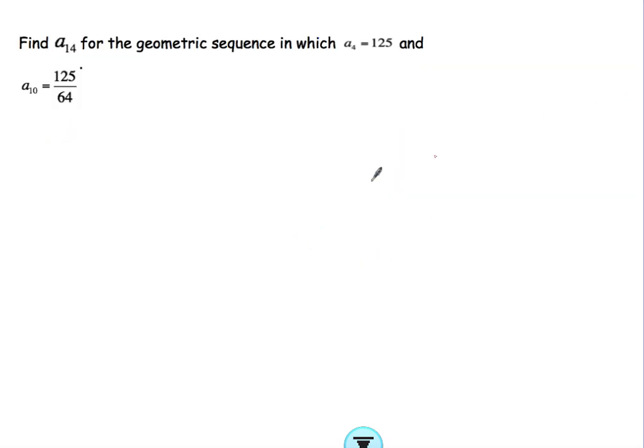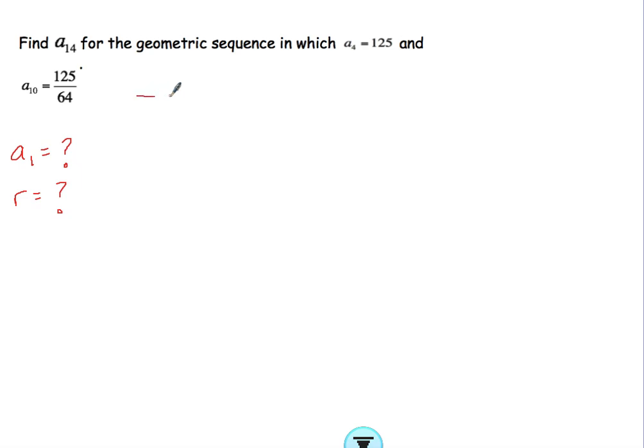All right. And I think this will be our last example. This one is a little bit more involved. I want to find the 14th term, but this time I'm giving you the 4th term and the 10th term. So I'm not giving you the first term, and I'm not giving you the common ratio. So those are the things that we might need to figure out.